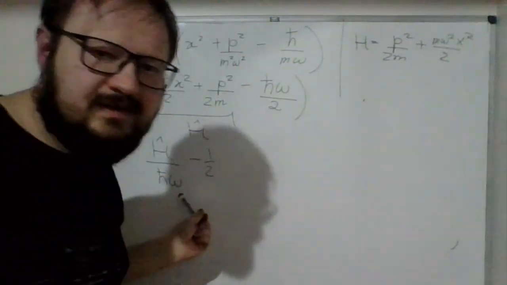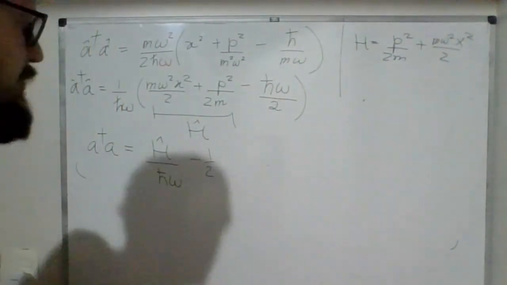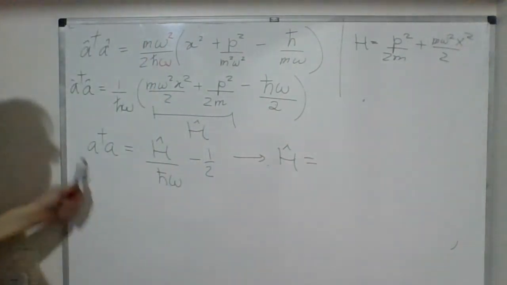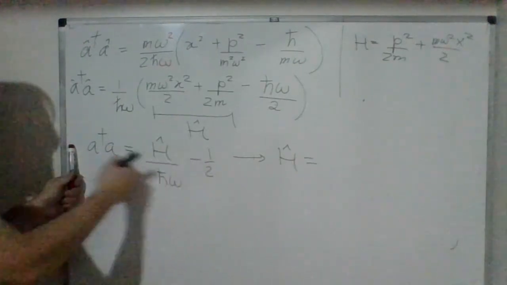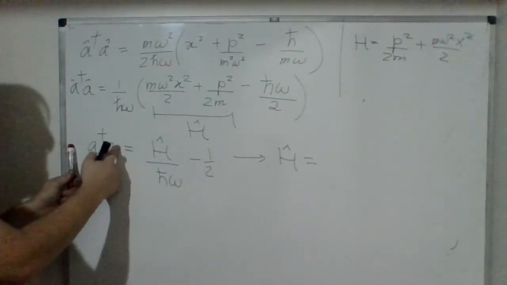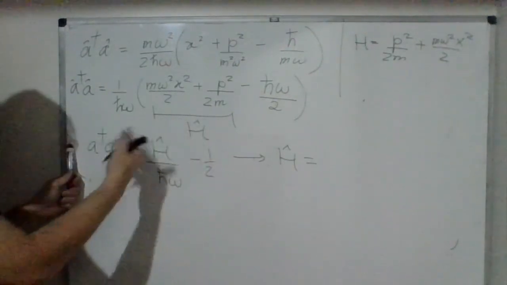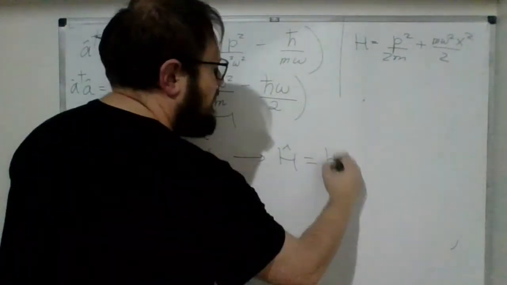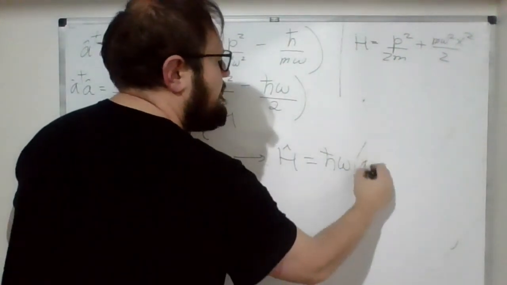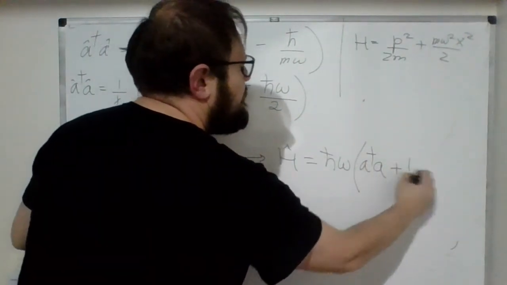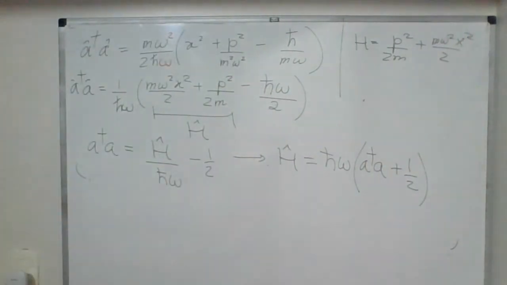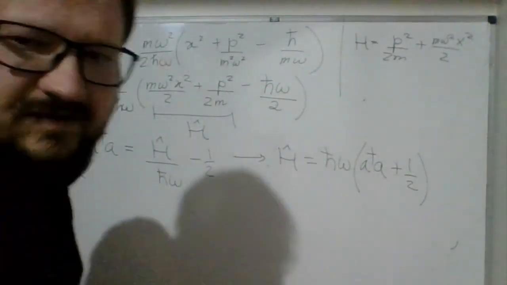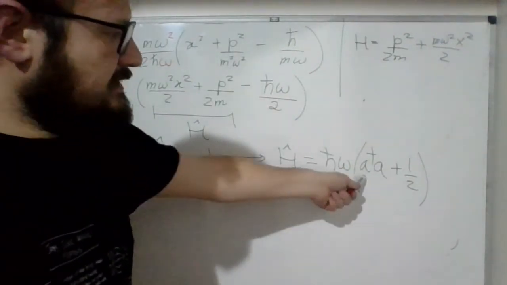And you can write the Hamiltonian the following way. If you isolate the Hamiltonian, you can multiply everything by h bar omega. You can put this 1/2 together with this A dagger A. So we'll find out h bar omega times A dagger A plus 1/2. All right, this is it. This is what we can find for defining the operators that way.